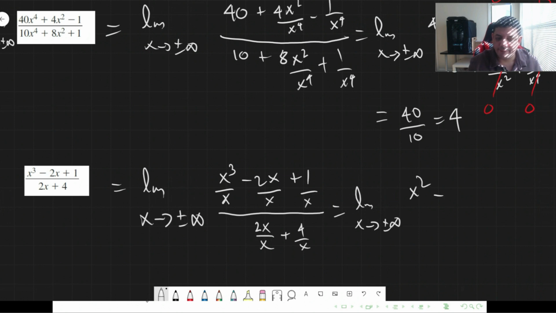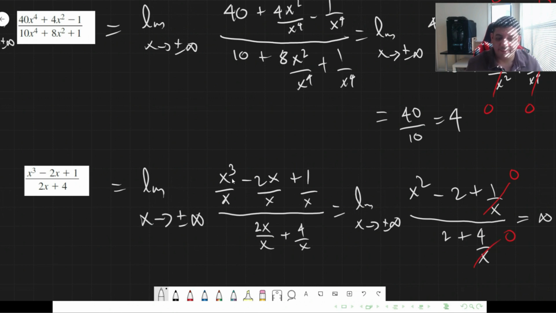So simplifying this is going to produce x squared minus 2 plus 1 over x, and 2 plus 4 over x. Okay. So this quantity goes to 0. This quantity goes to 0. And so we're left with something that goes to infinity. Notice this x squared, when we're going plus or minus, this is still going to go to infinity. And the 2 doesn't matter. It's going to get absorbed in it. So in this case, it goes to infinity.